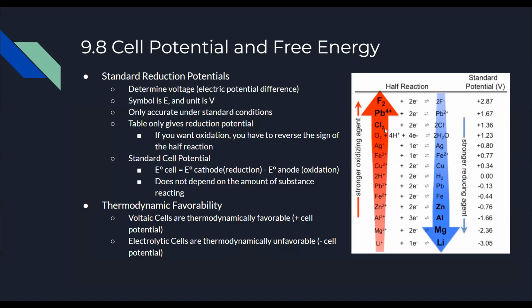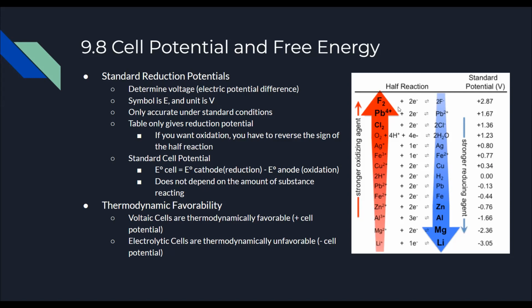9.8, cell potential and free energy. Standard reduction potentials basically determine voltage, or the electric potential difference. The symbol for this is E, and the unit is V, which is volts. These are only accurate under standard conditions, which is 25 degrees Celsius, 1 atm. And the table only gives reduction potential, so if you want the oxidation potential, you have to reverse the reaction. So what you have to do, let's say for F2 plus 2e- makes 2F-, 2 fluoride.